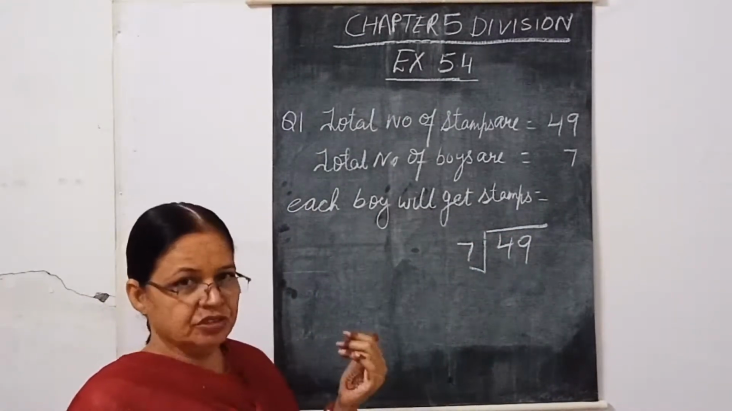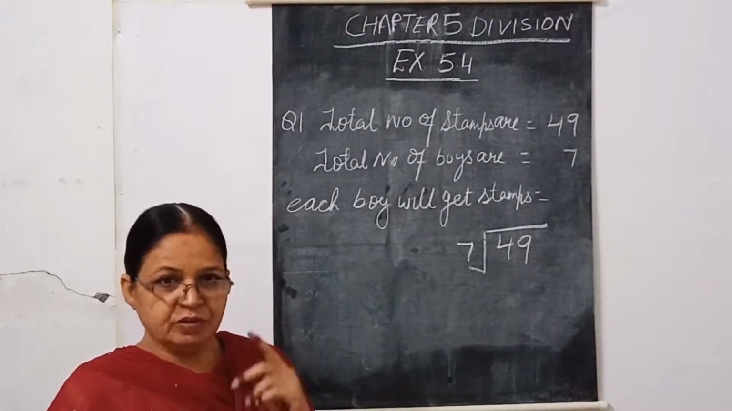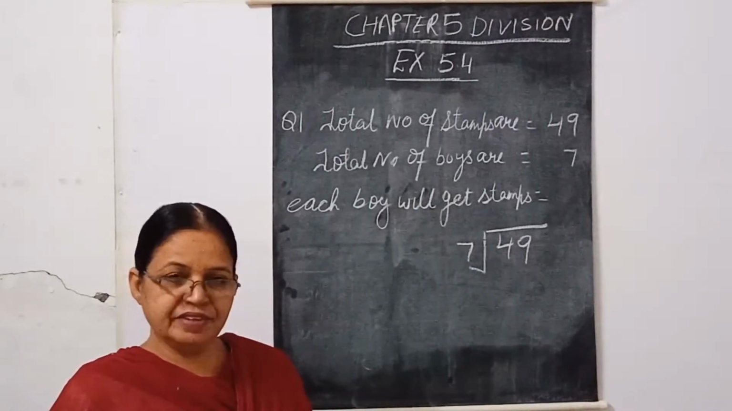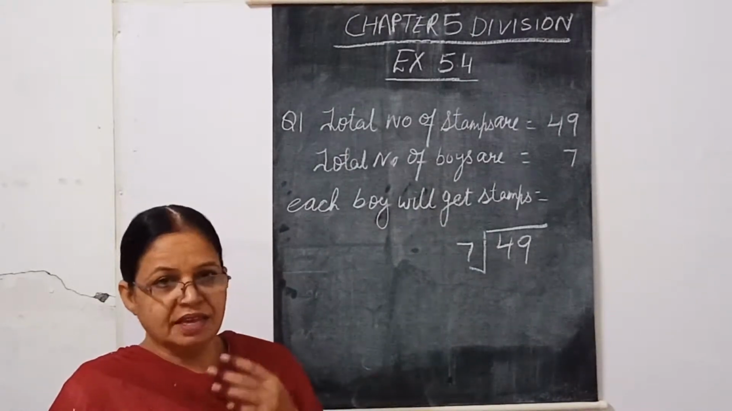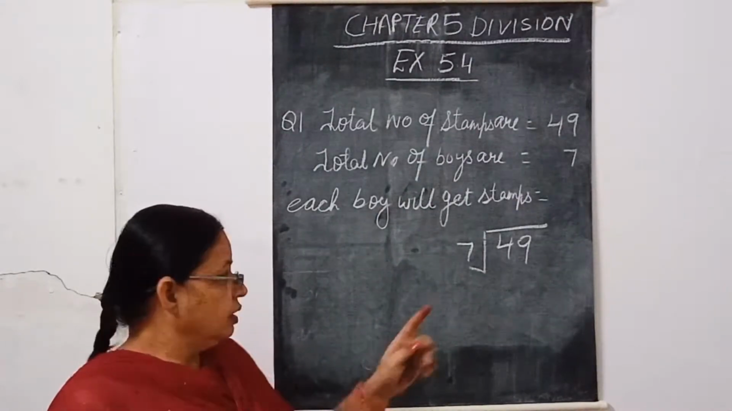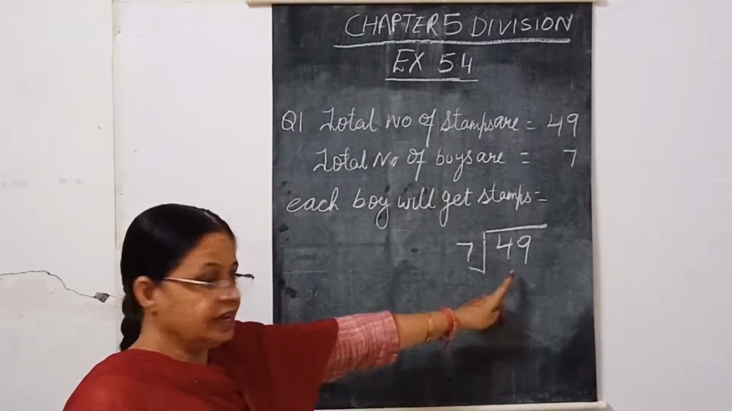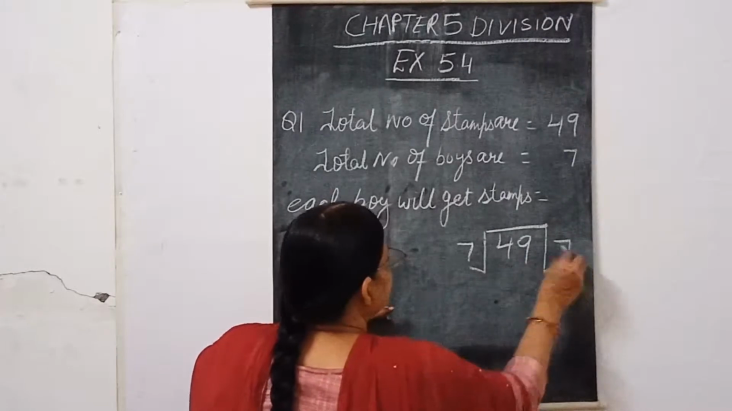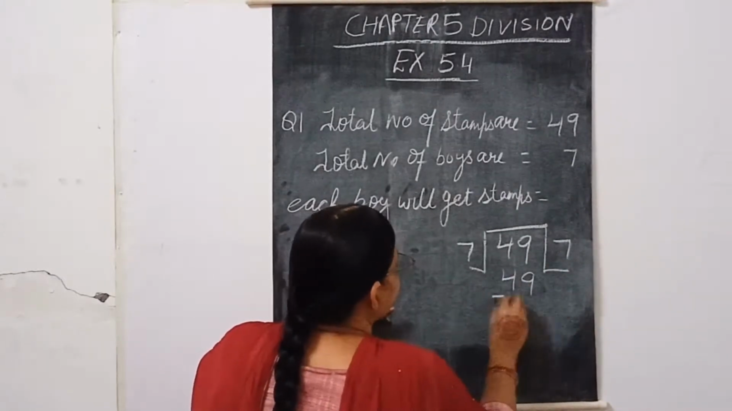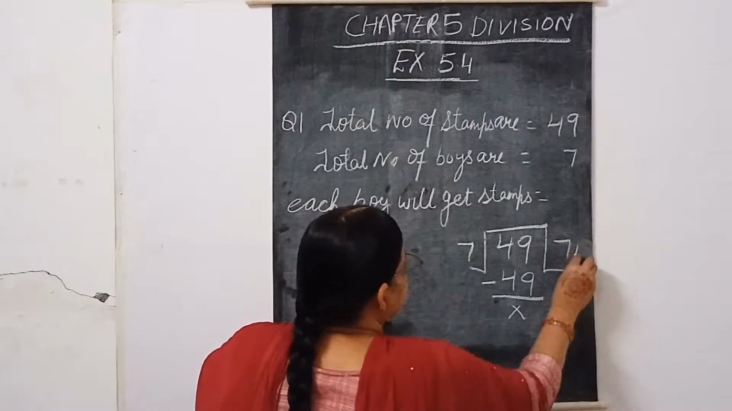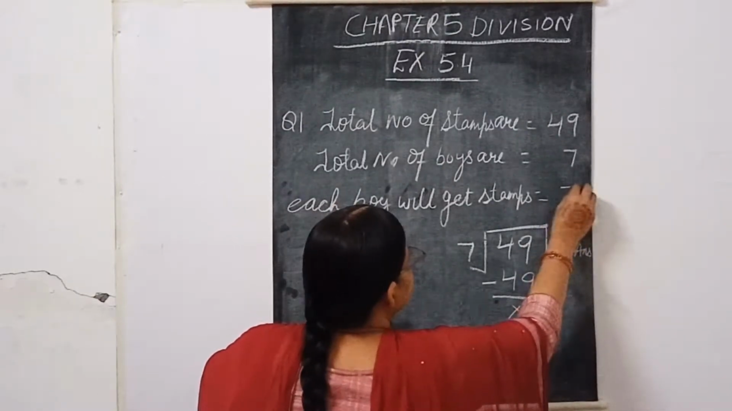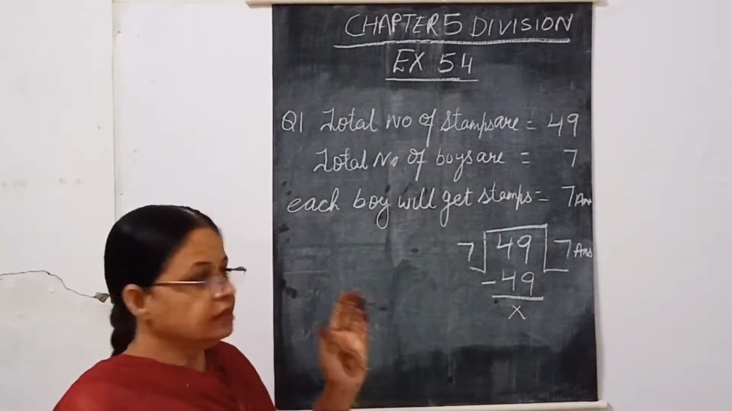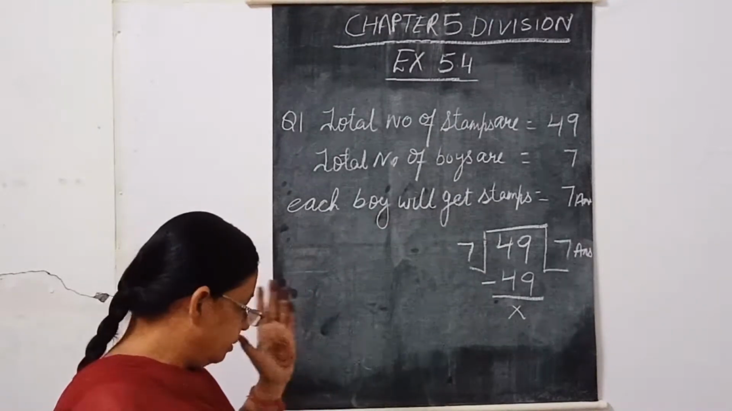Now here it is simple division, you have to run the table of 7. 7 ones are 7, 7 twos are 14, 7 threes are 21, 7 fours are 28, 7 fives are 35, 7 sixes are 42, 7 sevens are 49. So in the table of 7, where does 49 lie? At 7. So we write 7 here, and under 49 you write 49 and then subtract, and you will get the answer that each boy gets 7 stems. This is your answer. Understand students? This is how you have to do these statement sums.